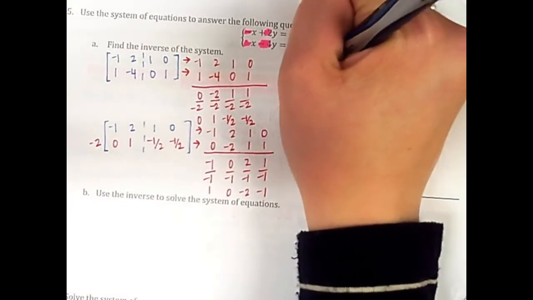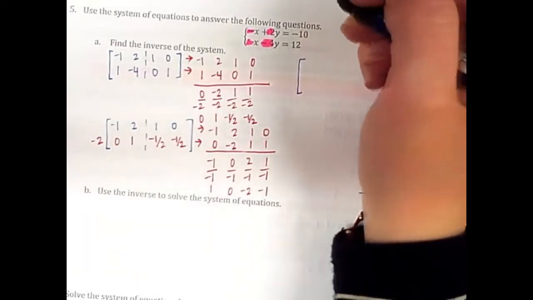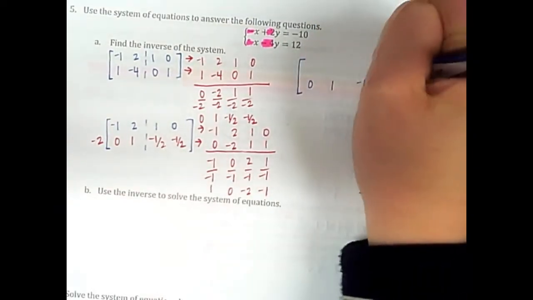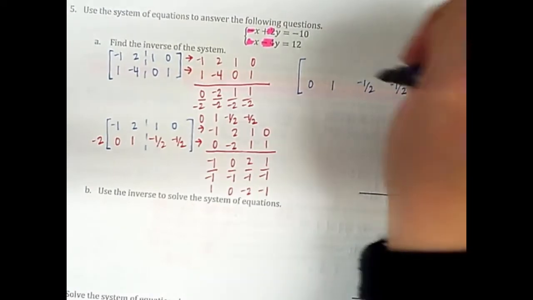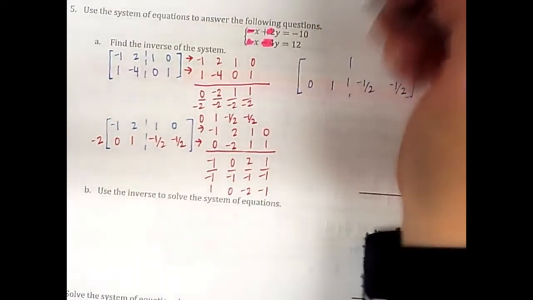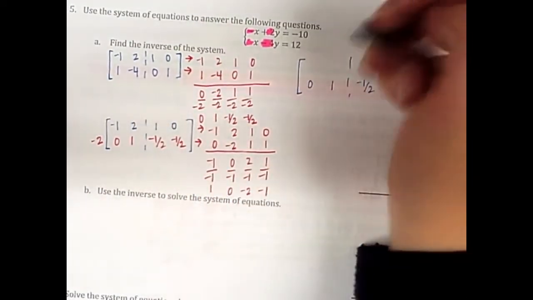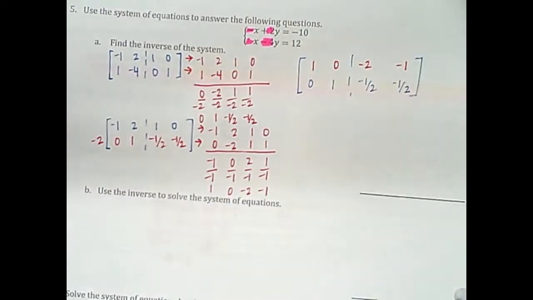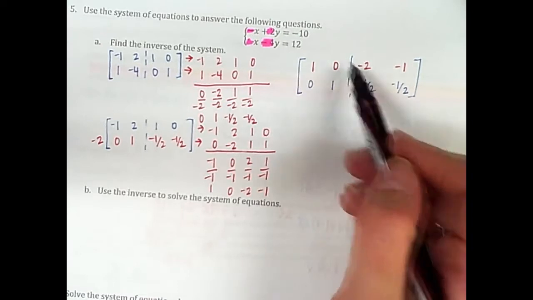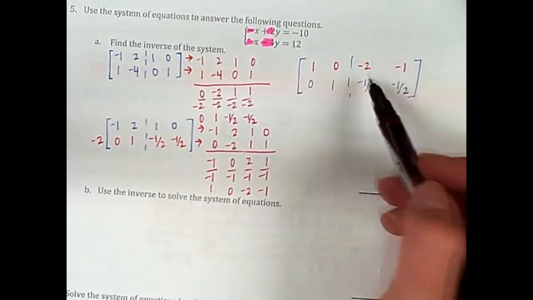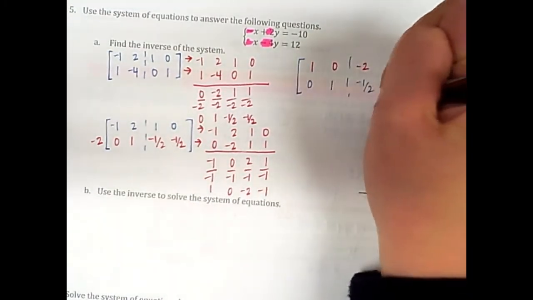I'm going to continue my work up here. So now I have my bottom row was perfect. So 0, 1, -1/2, and -1/2 was good. That's what I wanted. And so now my top row, I'm going to replace that with what I got down here. So 1, 0, -2, -1. And so now on this side, I have what I wanted. I have my 1, 0, 0, 1. And so what that means is this side is my inverse.